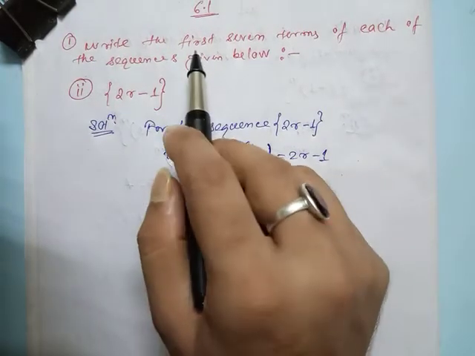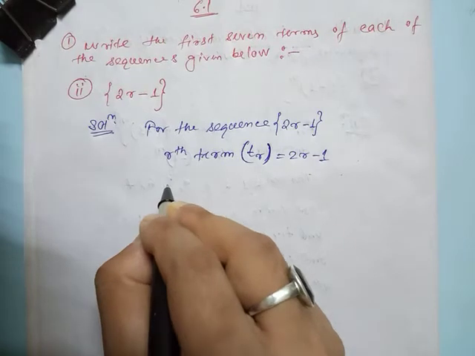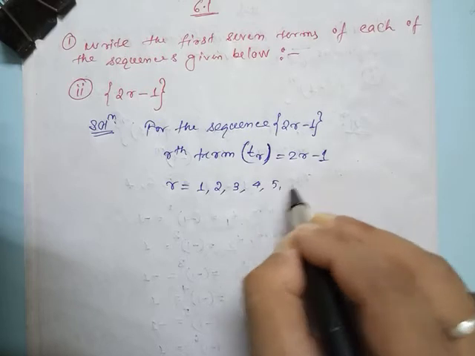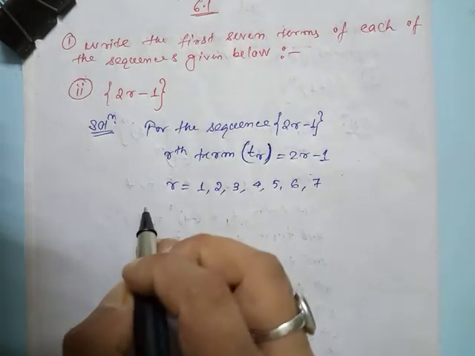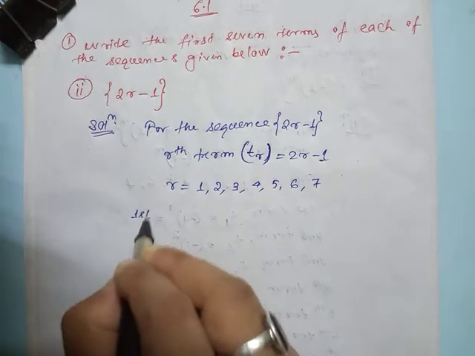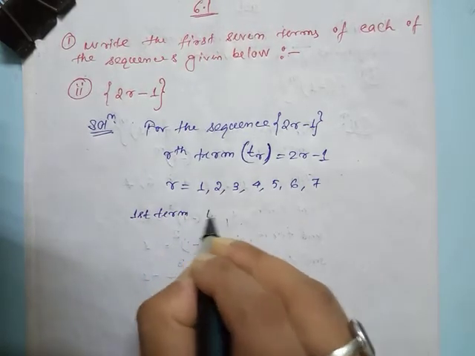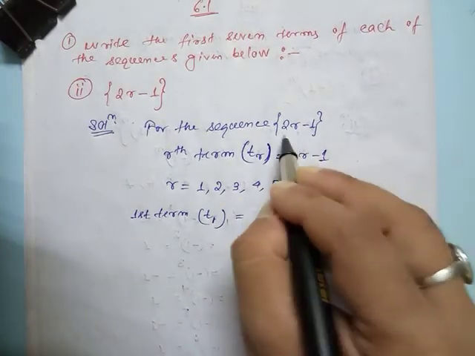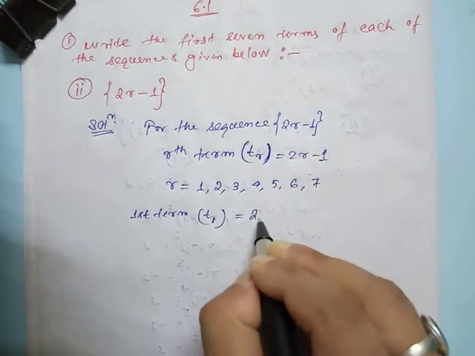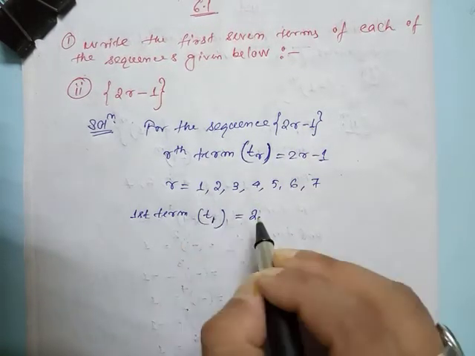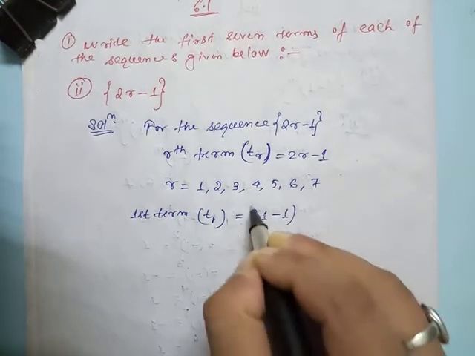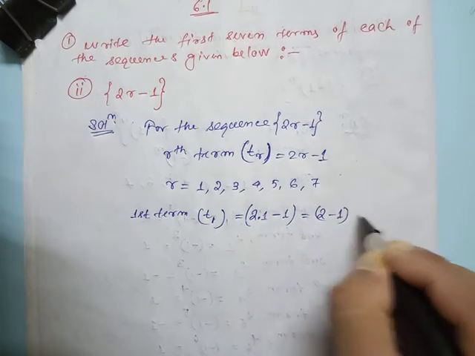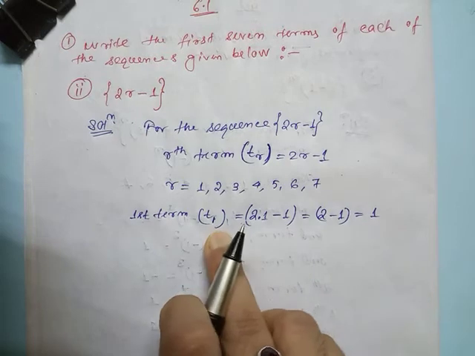Now student, the question is given first 7 terms, which means here r equals 1, 2, 3, 4, 5, 6, 7. Okay, now first term, which means t1. Here it is given tr, that's why I wrote t1. Now what is the question here? 2r minus 1, which means 2 into the value of r, which is 1, that's why I will write here 2 into 1 minus 1. Now 2 minus 1, how much? 1. This is for the first term.